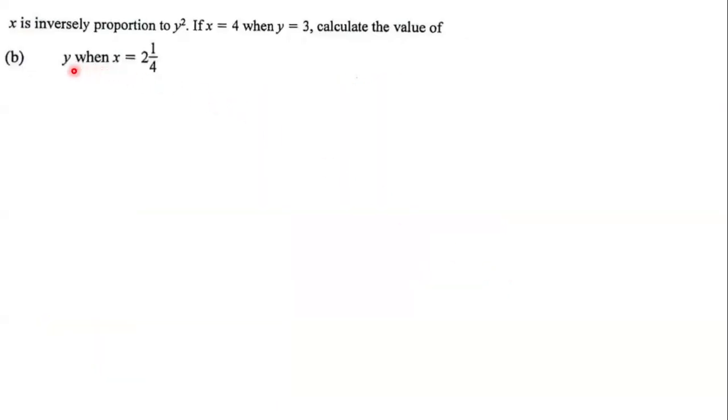Here it says, they want us to figure out what is y when x is equal to 2 and 1 over 4. And so what is 2 and 1 over 4? We write that as a decimal, and that's going to be 2.25, right? Because 1 over 4 is 0.25. And so if you have 0.25 and 2, you add them, you get 2.25. And so we know what x is, and we're trying to figure out what y is. And so we're going to use this formula. And the formula says that x is equal to k over y squared.